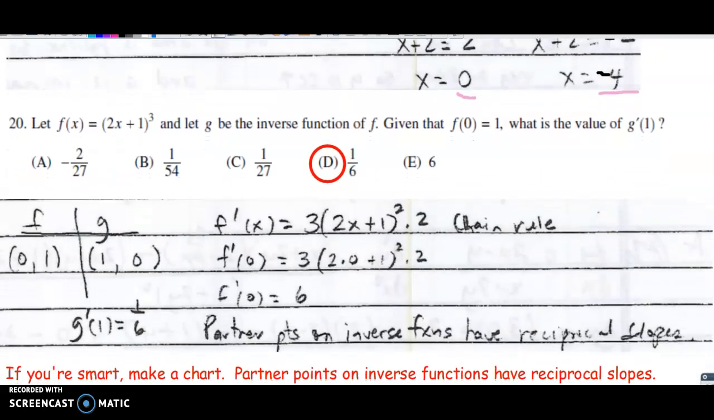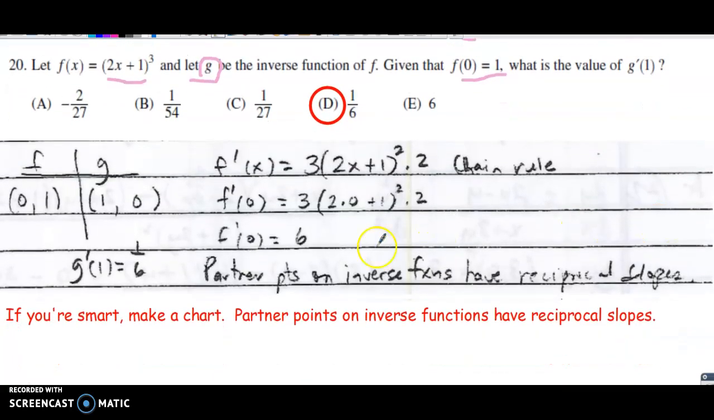Number 20, we have f of x is an original function, and g is the inverse of that function. The x's and y's switch places. We have an initial condition, or a condition, of (0, 1), and we want to find g prime of 1. So if you're in my class, if you're smart, you make a chart. So the x value of 1 belongs to g according to the prompt, meaning that that's a y value on f. We know the x value of f is 0, that's given, so the y value of g has to be 0.